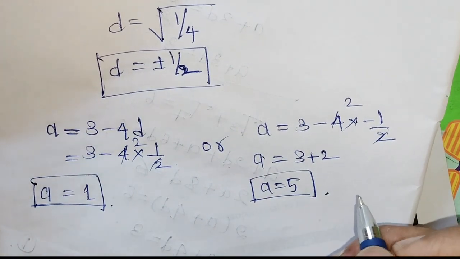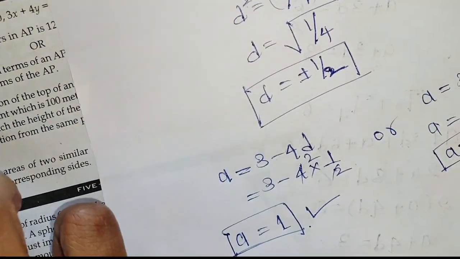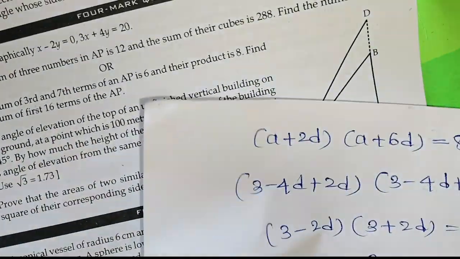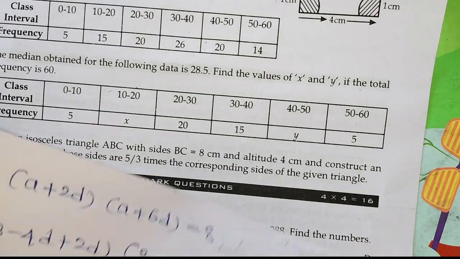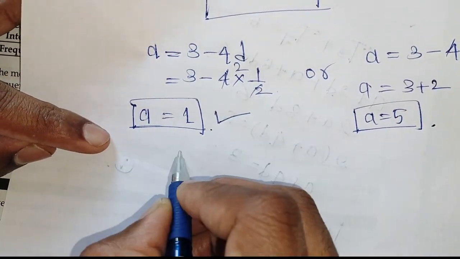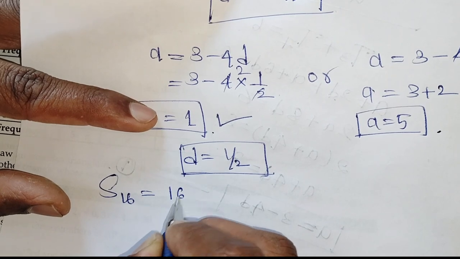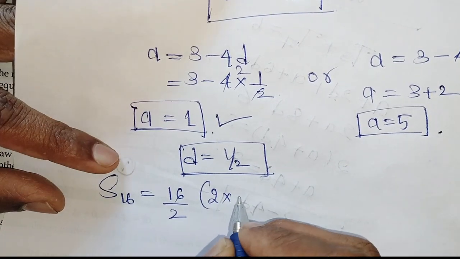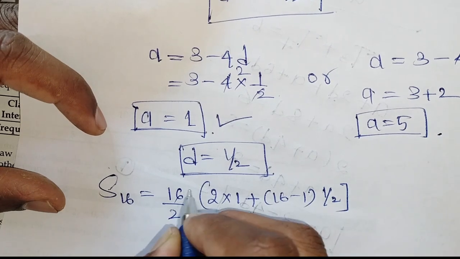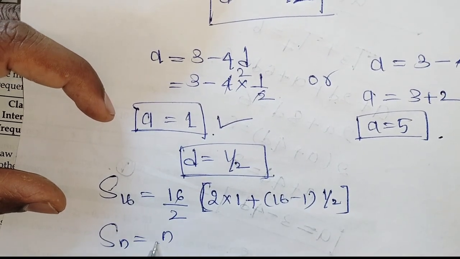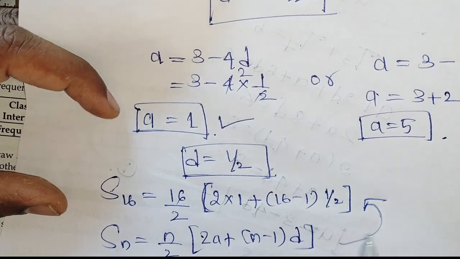Here we take a equals 1, and here we will find the sum of first 16 terms. We know a and d is 1 by 2. So the sum of 16 terms becomes 16 by 2, into 2 times a plus 16 minus 1 into d, with d as 1 by 2. That is the Sn formula, n by 2 into 2a plus n minus 1 into d, using which I have substituted.